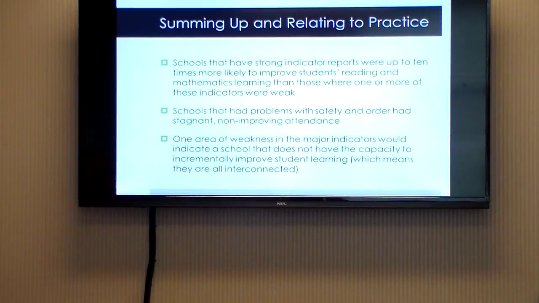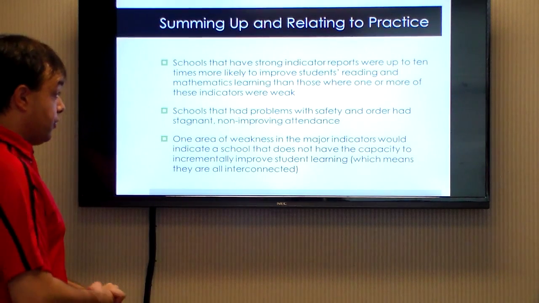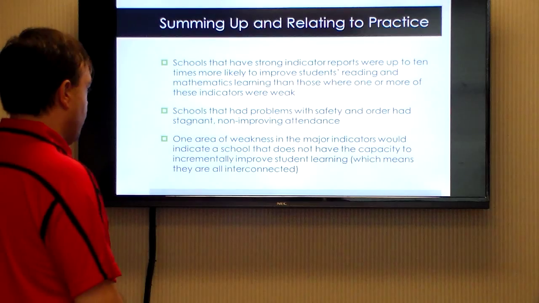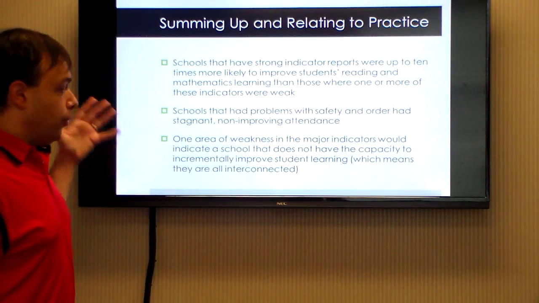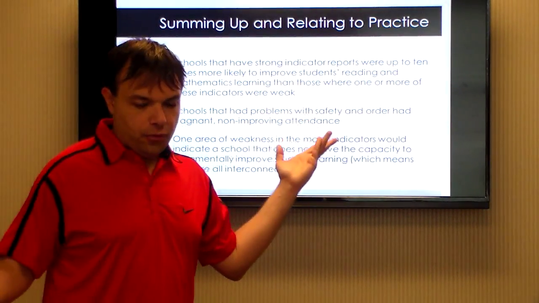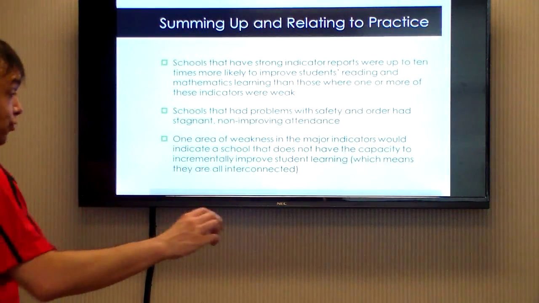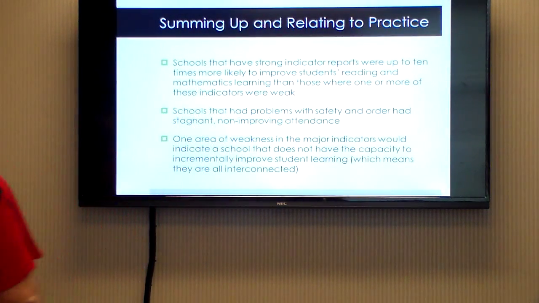So schools that have strong indicator reports were 10 times more likely to improve reading and mathematics learning than some that were weak. Schools that had problems with safety and order didn't have improving attendance. Nobody's going to want to go to school if they don't feel safe there. That relates to Maslow and this hierarchy of needs that we talked about before.